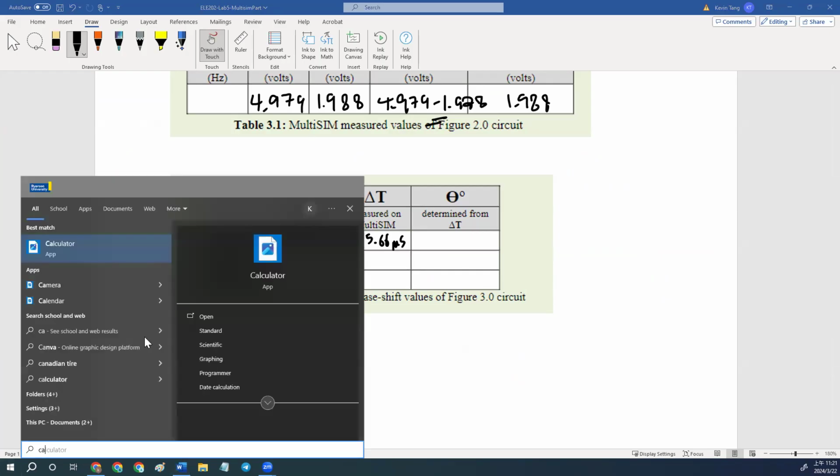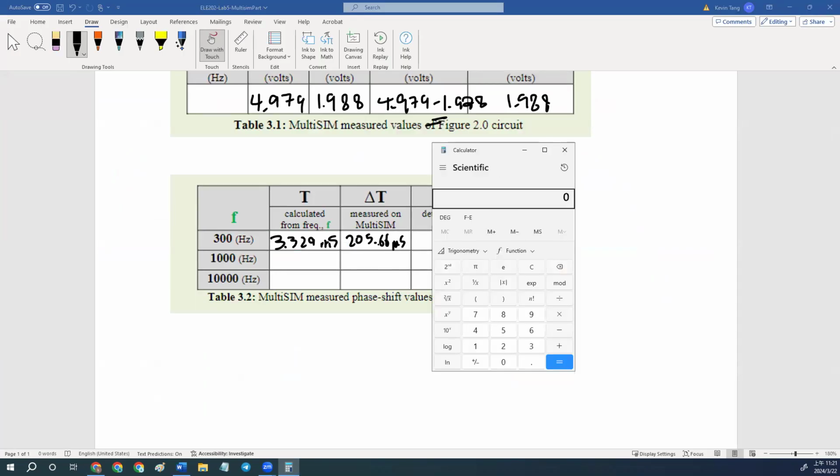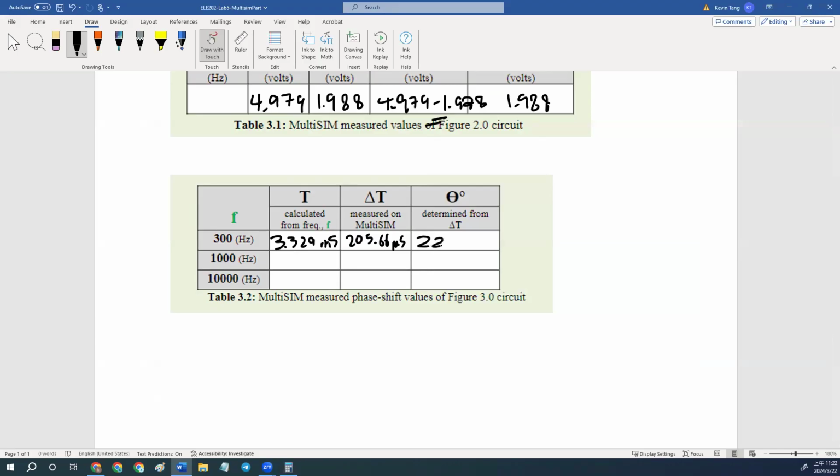Okay. Now, after you have these two values, what we're going to do is we're going to code the calculator out. So you're going to do 0.205 divided by 3.329. All right, and times this will be a full period. This is 360. So my phase is 22.188. So this one will be 22.188 degrees.